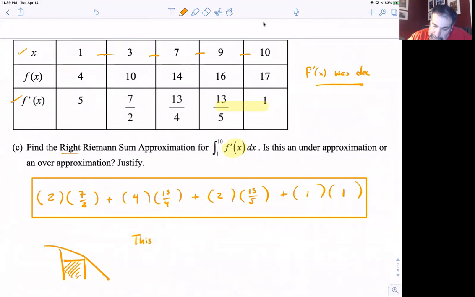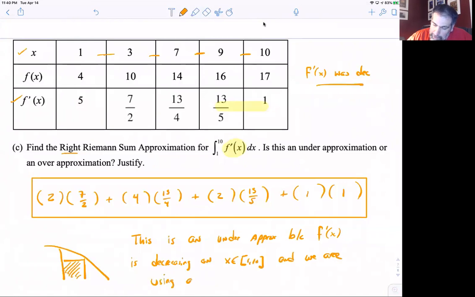So this is an under approximation because f prime of x is decreasing on the interval from x is between 1 and 10. And we are using a right-hand approximation. That justification will give us full credit. That answer will give us full credit. We are good to go right here.